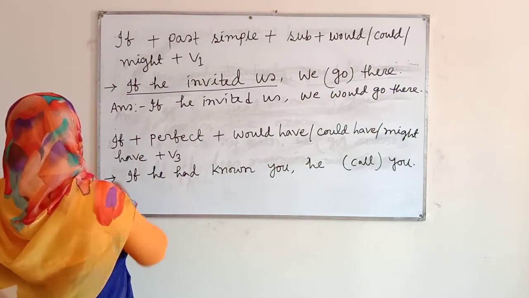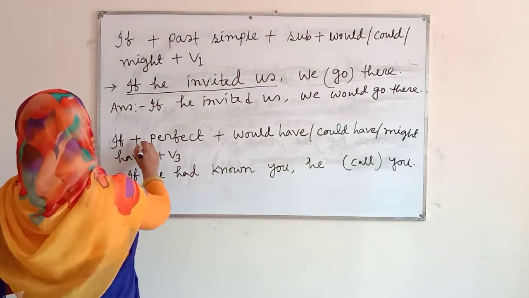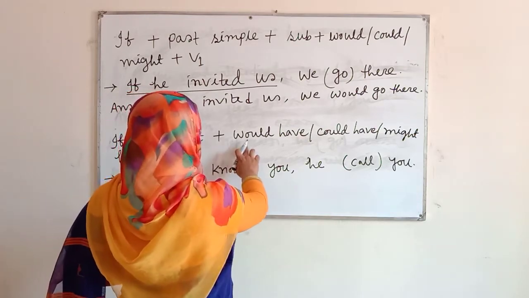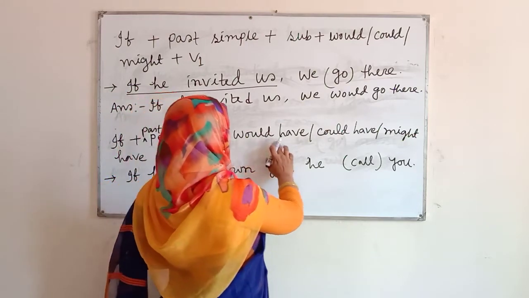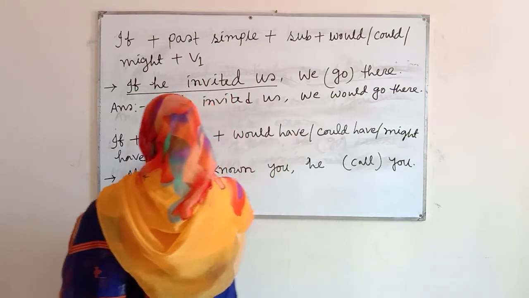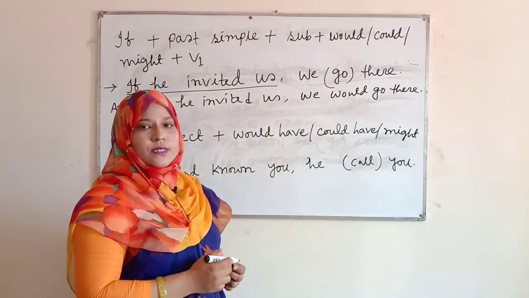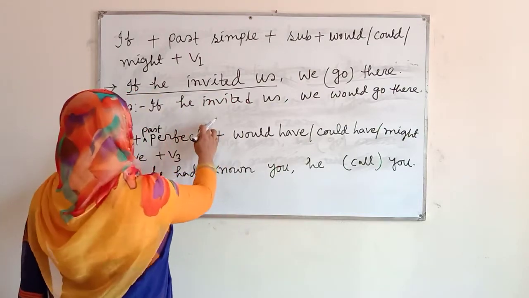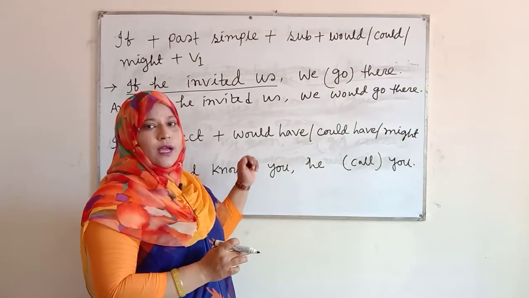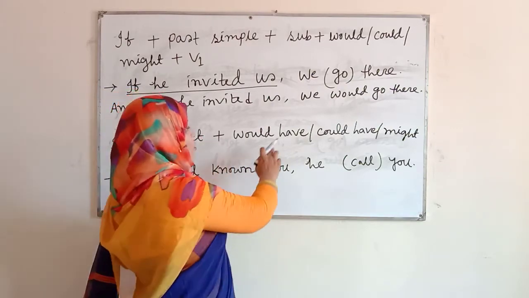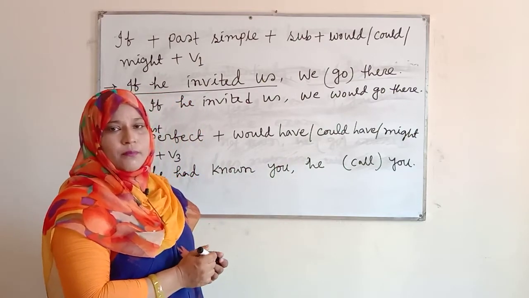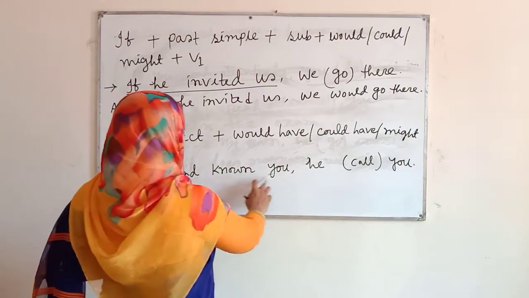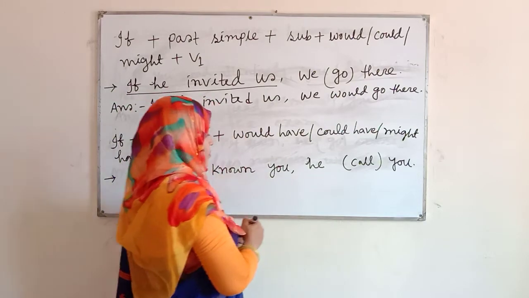Our next structure, if plus past perfect. If plus past perfect plus আমরা কি লিখব, সাবজেক্টের পরে would have, could have, might have, verb 3, that means past participle form of verb plus object. If plus past perfect যদি থাকে আগের অংশটা, তাহলে পরের অংশে আমরা কি লিখব, সাবজেক্টের পরে would have or could have or might have plus V3 plus object. The example is if he had known you, he call you.